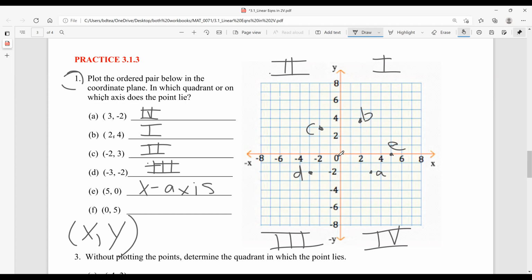0, 5. 0 is x. The y value is 5. We're going to go up 1, 2, 3, 4, 5. This point right here is the point F, and it's on the y-axis. And again, just a point of note that if 0 is in the ordered pair, you know that it's going to be on one of the axes.